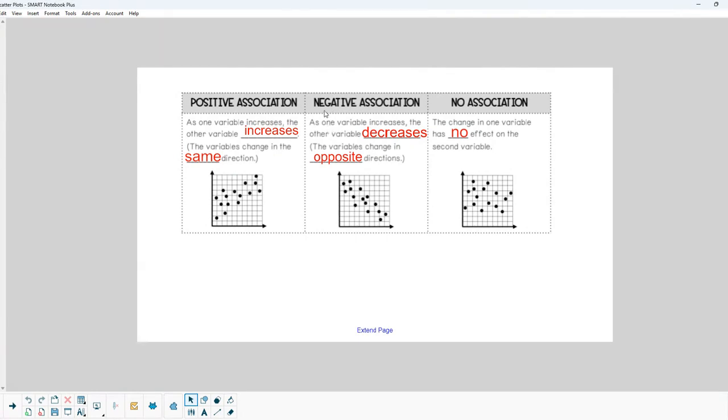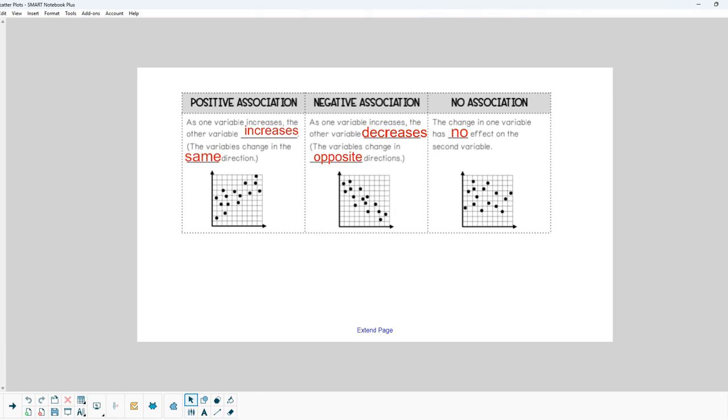And the next one, in a negative association, as the x value goes up, as you go to the right on your graph, the dots are dropping lower and lower in the y direction. Sometimes we do a plot of data and the dots are just all over the graph and there doesn't appear to be any relationship, so we just say the change in one variable has no effect on the second variable.